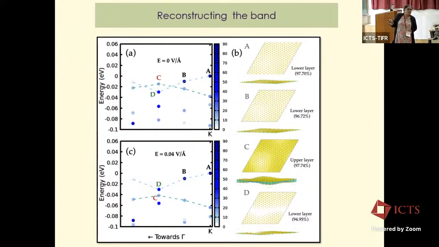So what you can immediately see is that you can think of this as a case where you have the two layers and there's hardly any coupling between the layers, and the role of the electric field is to just introduce a staggered potential, or an on-site energy difference between the two layers. So what happens is, in the presence of the electric field, I can separate out these two bands, and that's what we're able to achieve.